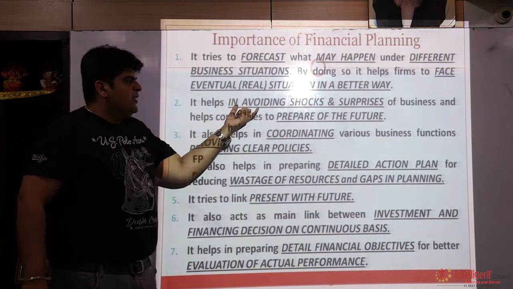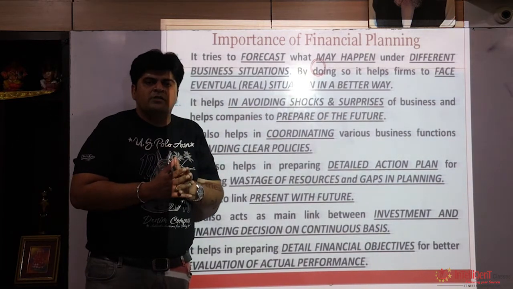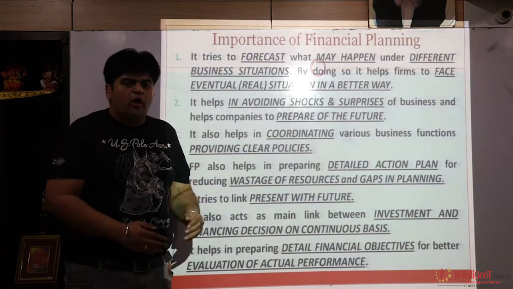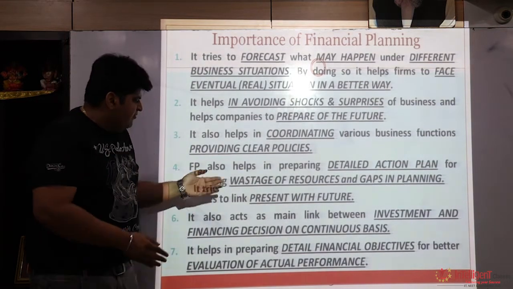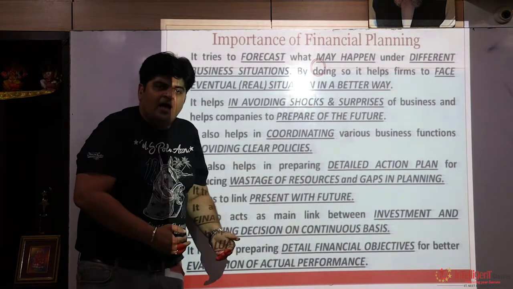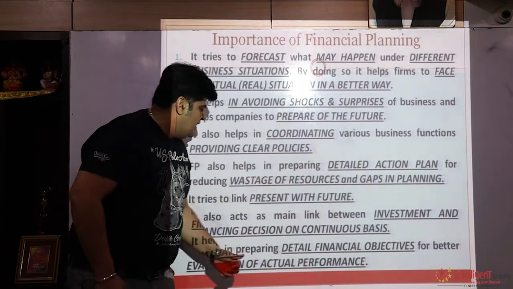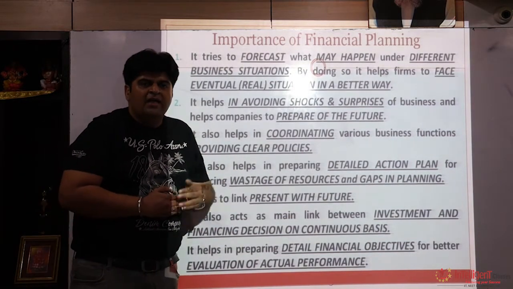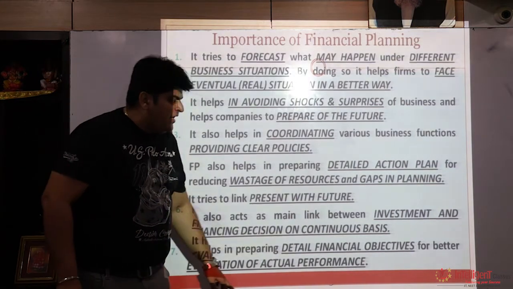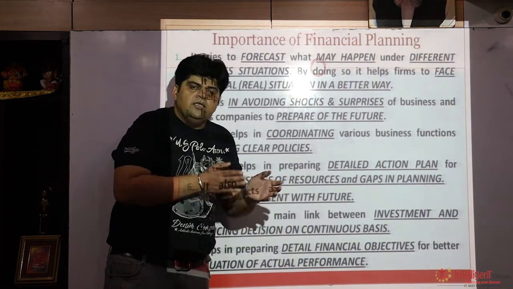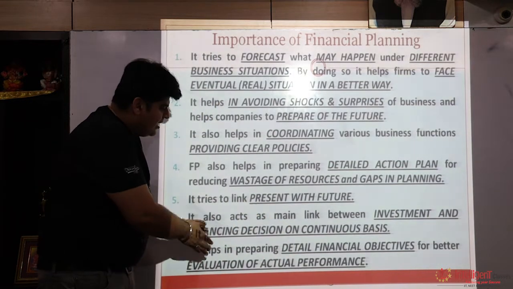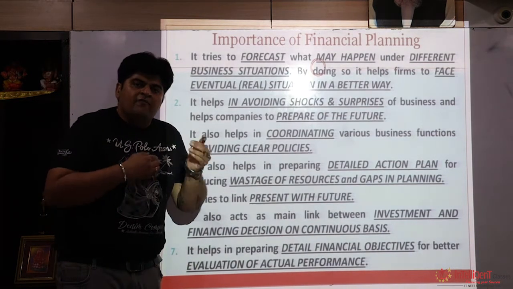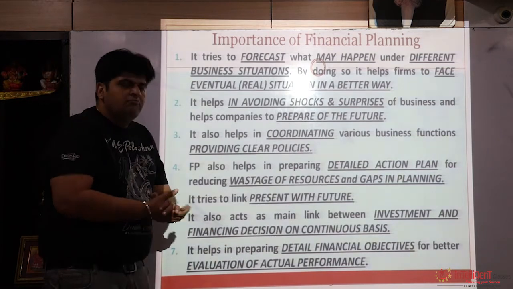Second, financial planning also helps in avoiding shocks and surprises in the business, which I have already said are unexpected profits and losses. Financial planning also helps in coordinating various functions of the business. Financial planning also helps in preparing a detailed action plan so that wastage of resources and gaps in planning can be reduced. Financial planning is always linking the present with the future, which we call where we are and where we want to be. At the 6th point, financial planning is helping us in continuously linking investment and financing decisions. And at the last, financial planning is helping in preparing a detailed financial objective so that evaluation of actual performance becomes easier.